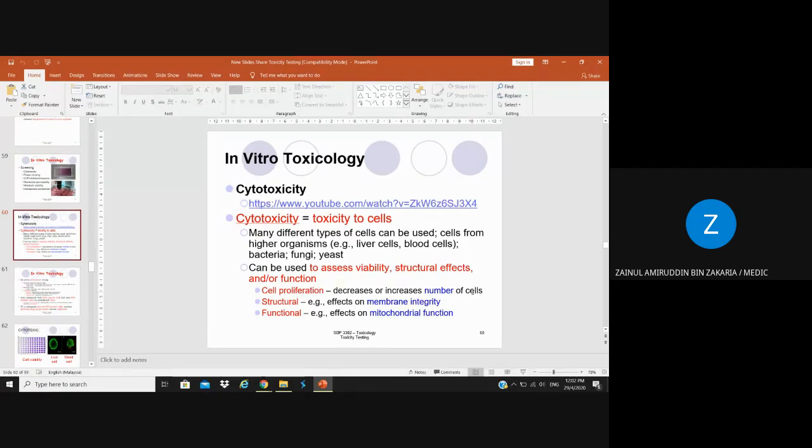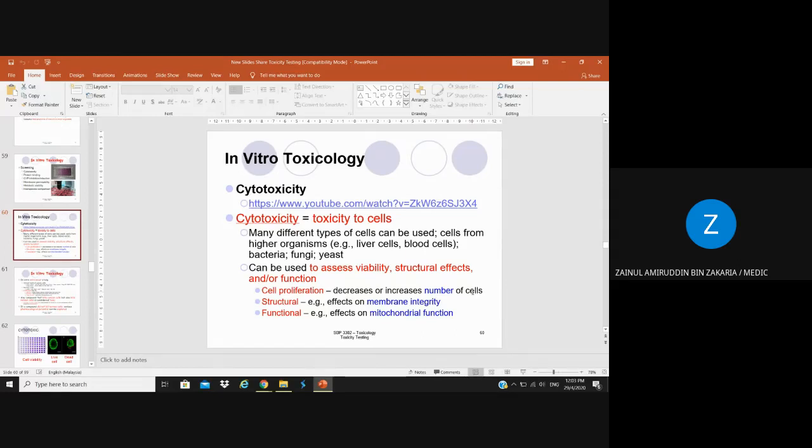Okay, and then for you to study the structure of the cell, for example, membrane integrity, whether there will be loss of membrane integrity, meaning to say, for example, mitochondrial membrane inside the cell, okay? Because mitochondria is important for energy production. So if a substance can cause membrane damage or it can disturb the membrane integrity, then it can disturb the function of, for example, mitochondria, okay, the organelle inside the cell. And then functional, you want to assess the function, okay, for example, similarly, you can also assess the mitochondrial function.